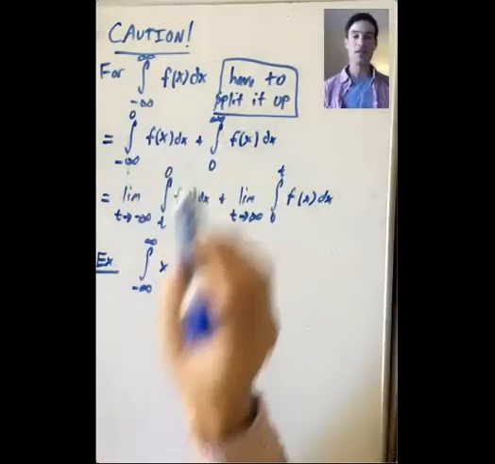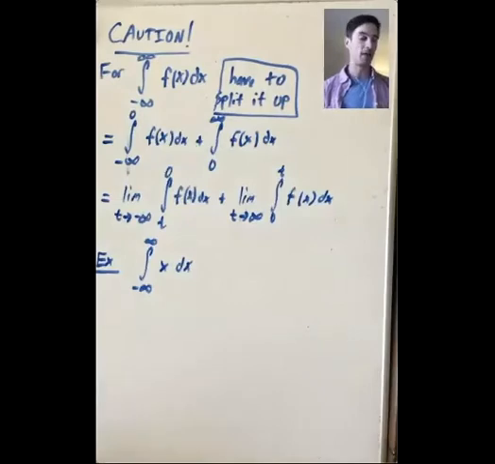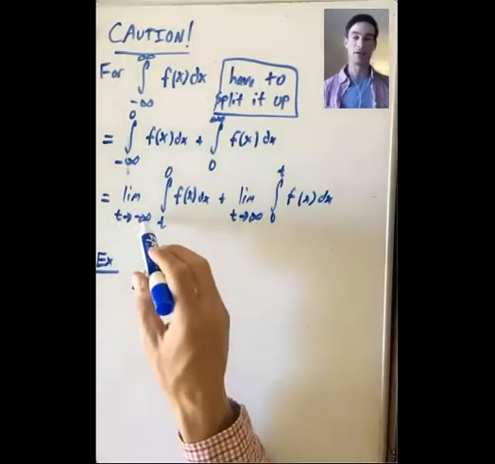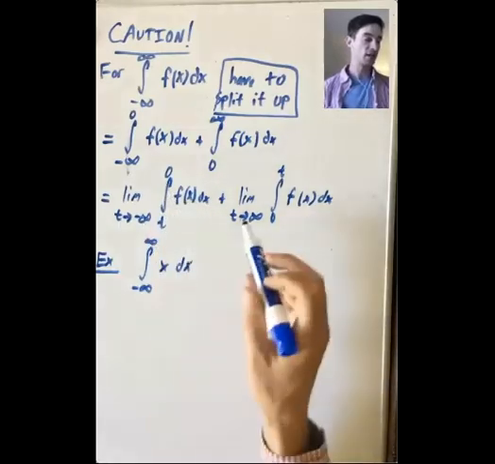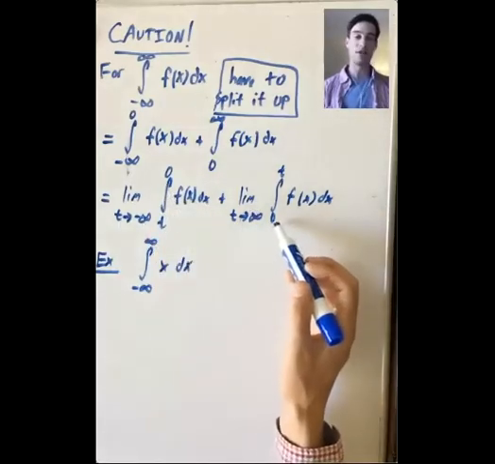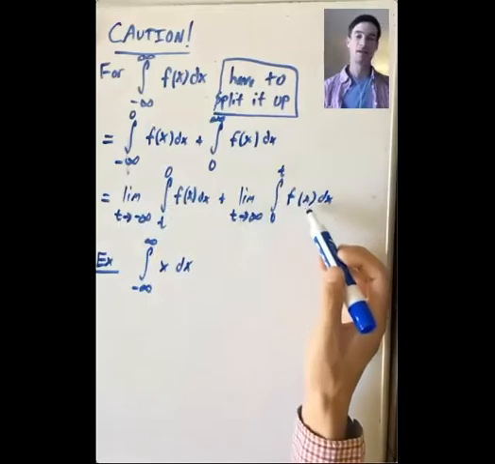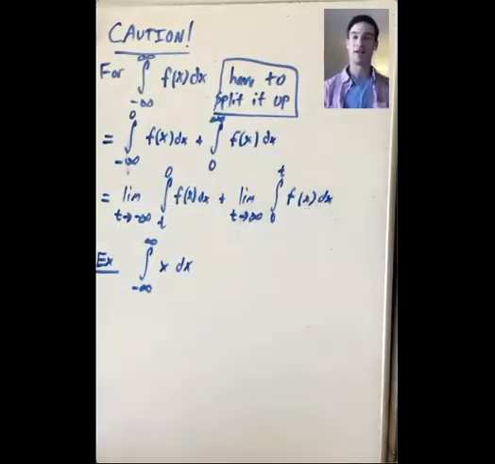And now each one of these integrals is defined in terms of a limit. The limit as t goes to minus infinity of the integral from t to 0 of f of x dx plus the limit as t goes to plus infinity of the integral from 0 to t of f of x dx. So why am I emphasizing this?